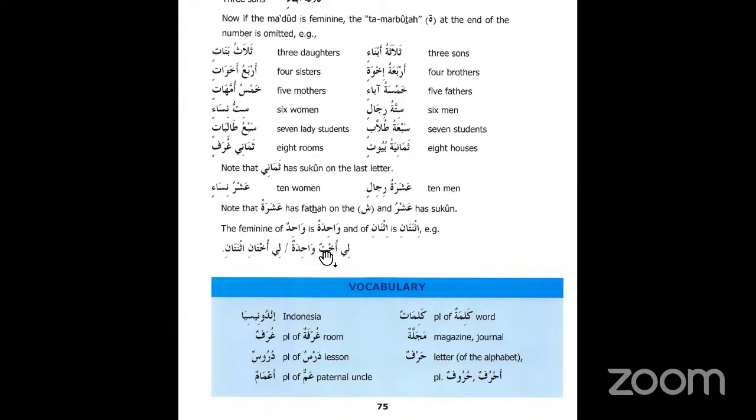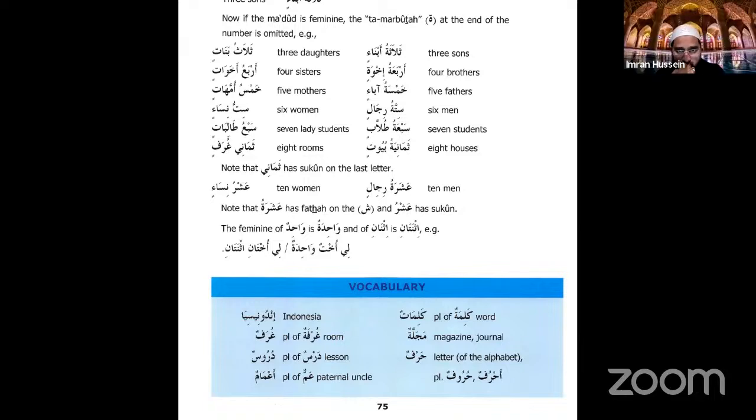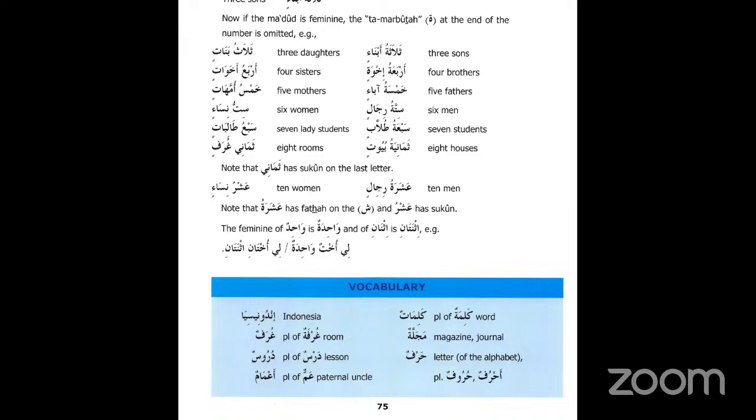Ashratu rijalin, 10 men. Ashru nisa'in, 10 women. Note that Ashratu has fatha on the shin and Ashru has sukun. So this is Asharatu rijalin and Ashru nisa'in. Is that clear?